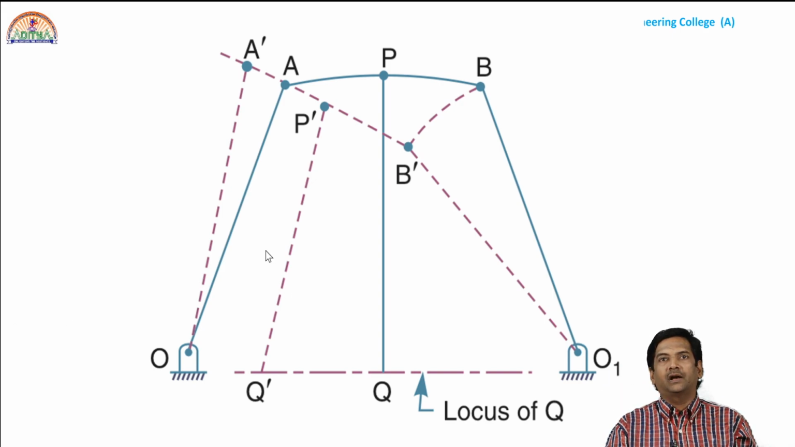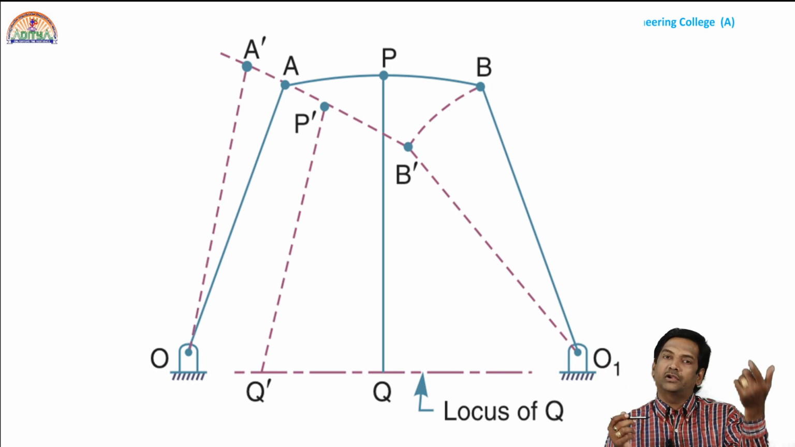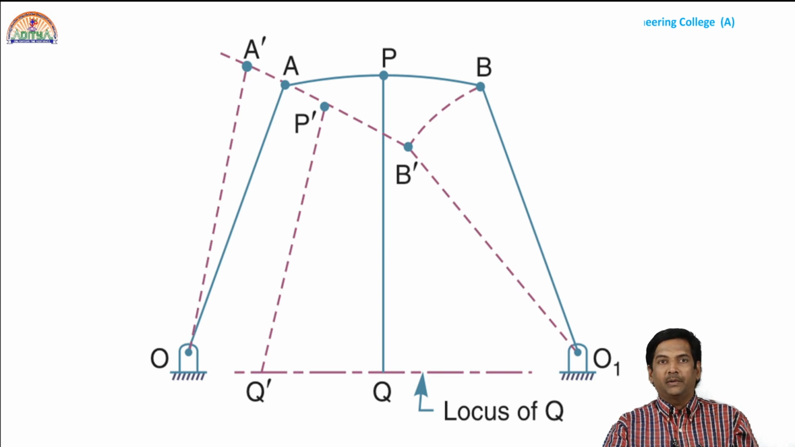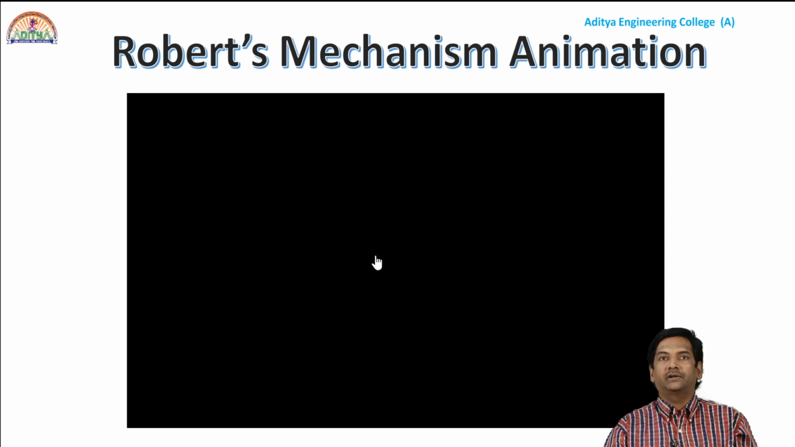So, this movement will cause the movement of PQ to be altered to another position, because P will not be at the exact position. Once it is moving like this, P will also move to a new position, P dash or P2 or P double dash, like this. While altering like this, it is moving to some other place. Whenever it is moving, automatically Q will also oscillate, but it will be an approximate straight line. Now, we will see how this will work as an animation.